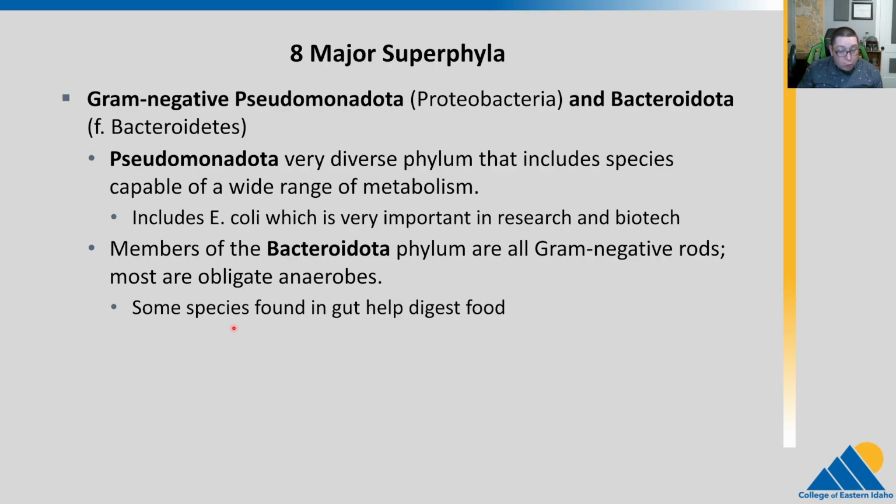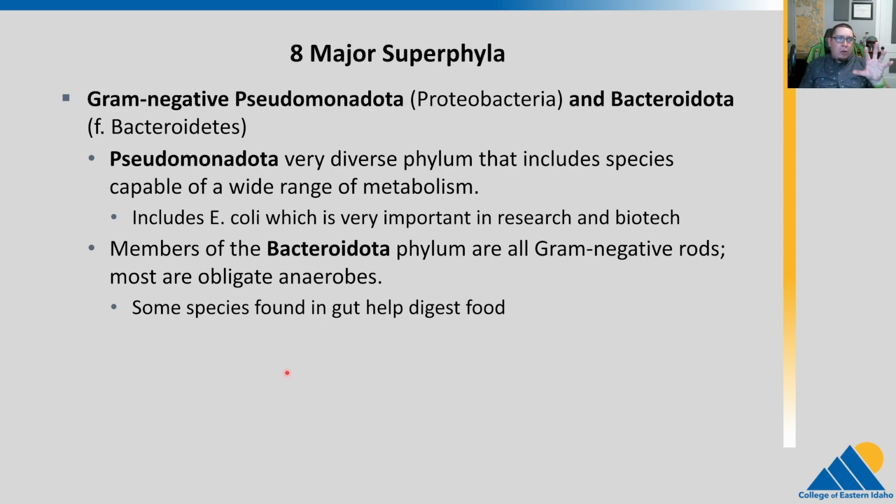The Bacteroidota, on the other hand, they're all gram-negative rods. Most of them are obligate anaerobes. That leads to some interesting things about where they live in us. They'll live in our gut tract, and many of them help digest our food. Okay, so we're up to 5 total here.